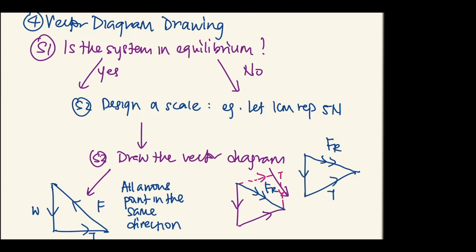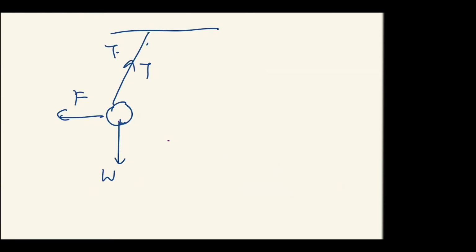The point from which the resultant force will originate is always the point where there are 2 arrows coming out of it. Can you see? It's always the point where there are 2 arrows coming out of it. That is the origin of the resultant force. And we will point to the opposite end. Okay? So let's take a look. This has to be an example for equilibrium.